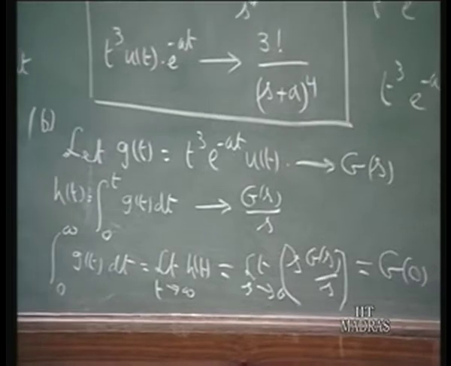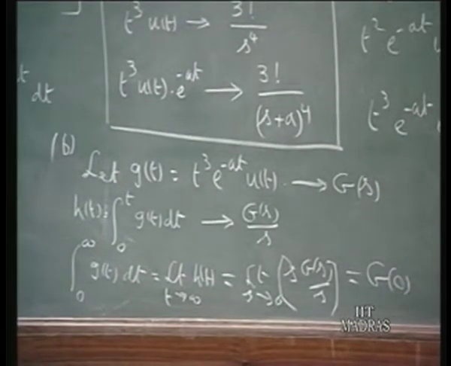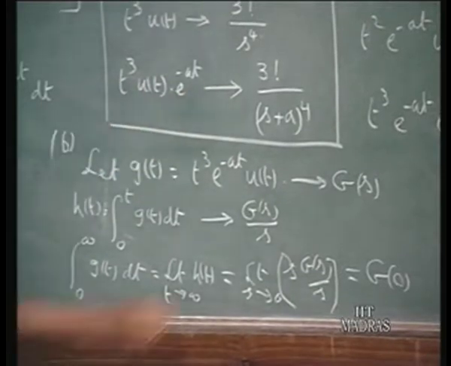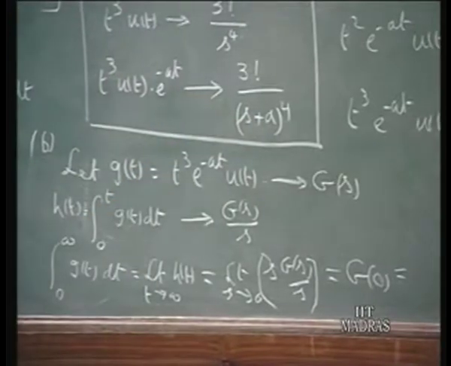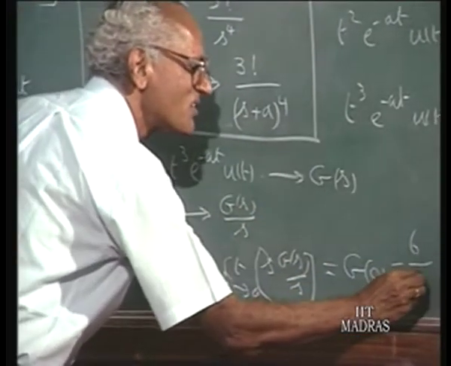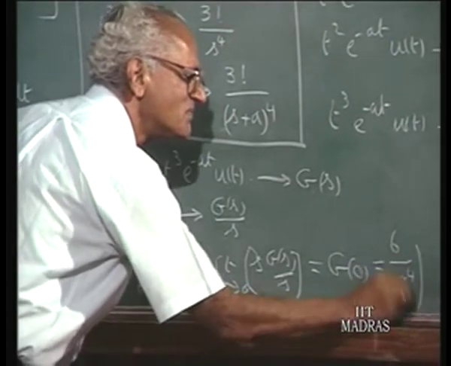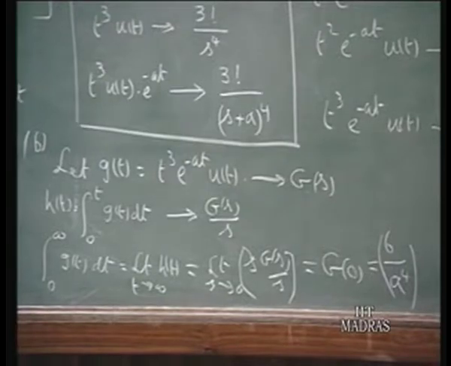So, the final value of the integral from 0 to t of g(t) dt happens to be simply G(0), where G(s) is the Laplace transform of this quantity. In our case, G(s) is equal to this. Therefore, the final value, that means when s is equal to 0, this is 3 factorial, 6 upon a to the power of 4. So, that is the answer for the second part, 6 upon a to the power of 4.